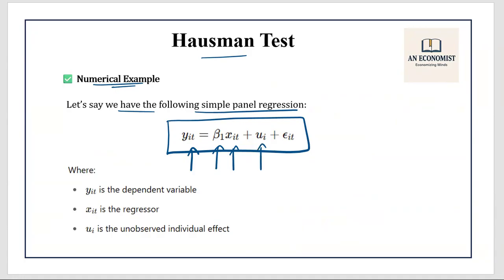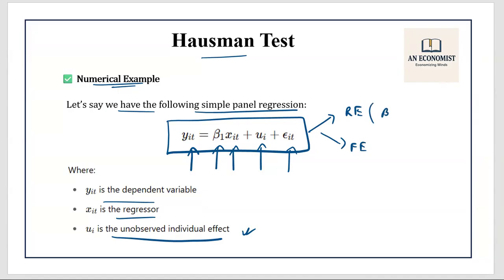u_i represents the unobserved individual effect, basically unobserved heterogeneity. And epsilon_it is the idiosyncratic error term that we always assume in case of our panel data. So this is the dependent variable, this is the regressor, and this is the unobserved individual effect. Now for this model, suppose you estimate it using both random effect and fixed effect.